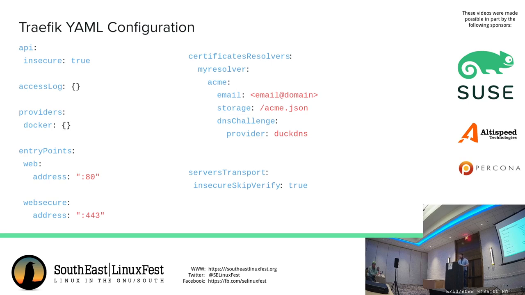Servers transport, insecure skip verify. If you have a service in a Docker container or a backend server that's running its own self-signed certificate in HTTPS, then this setting will tell Traefik to not try to verify the certificate, and you'll still be able to send Traefik onto it.